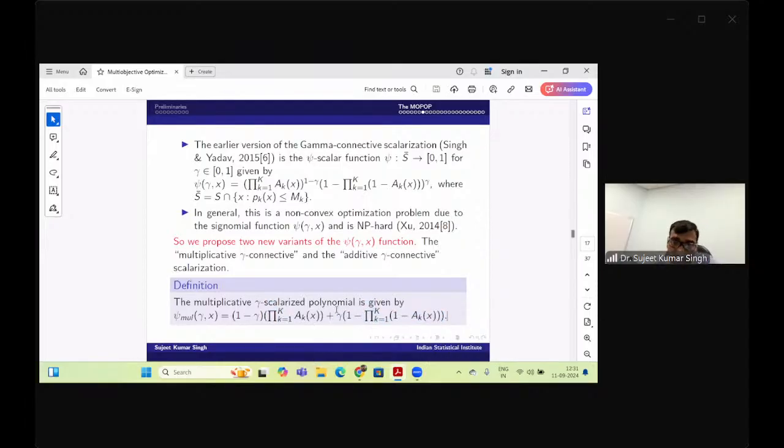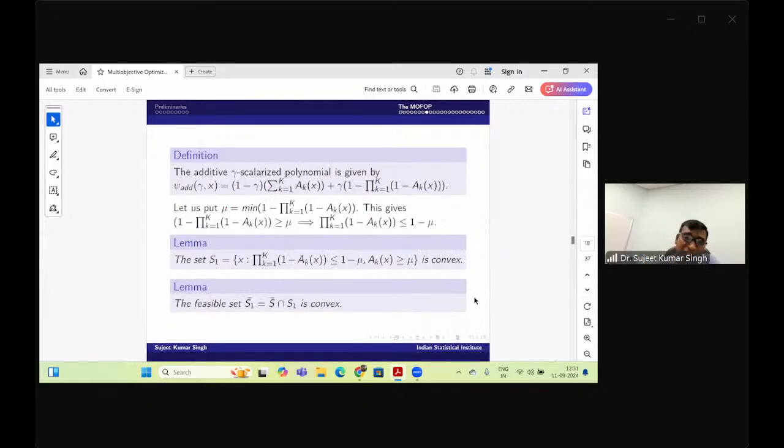So what we did is that we try to remove this second term from the objective function and to settle it down somewhere else.